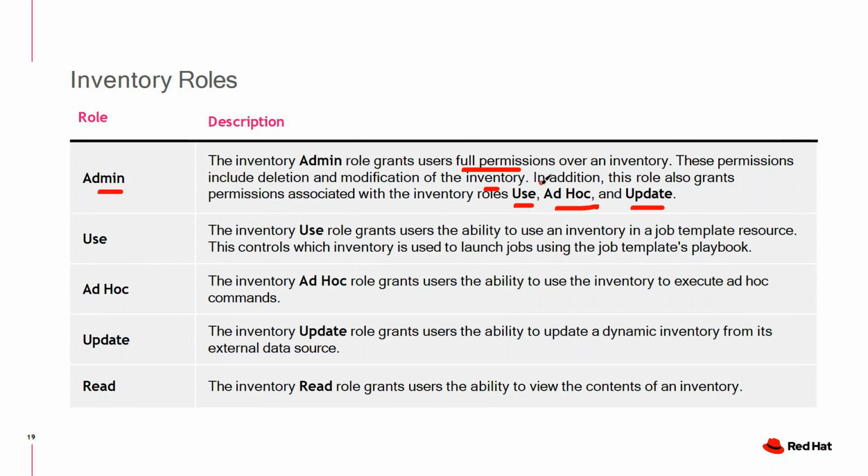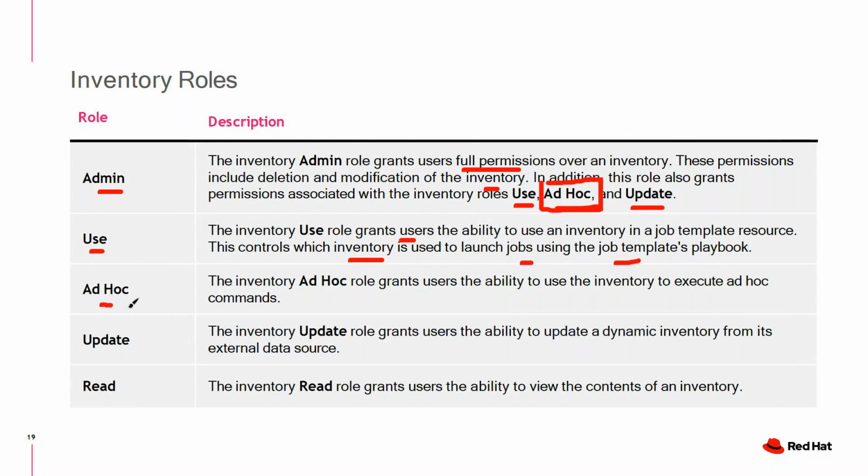We already discussed ad hoc commands. Use means the inventory use role grants users the ability to use an inventory in job template resources. This controls which inventory is used to launch a job using the job template's playbook.